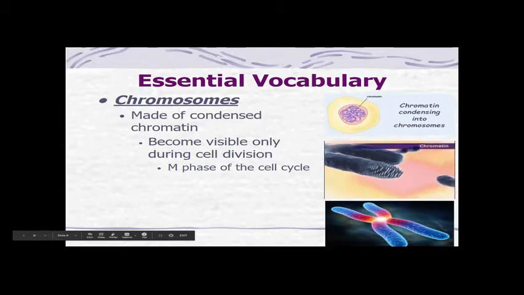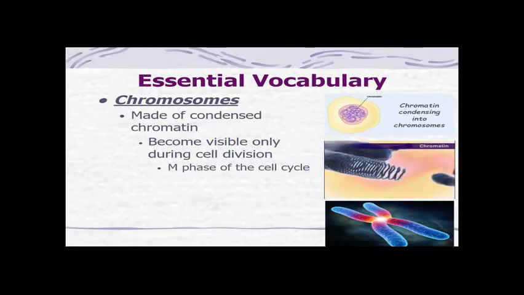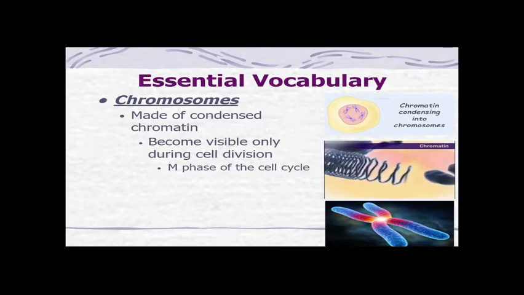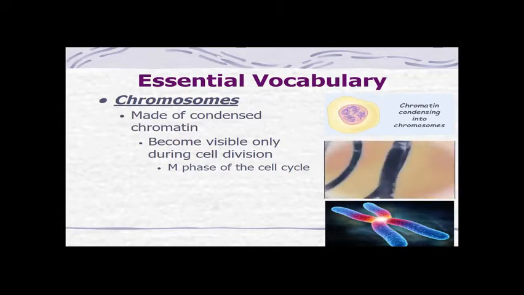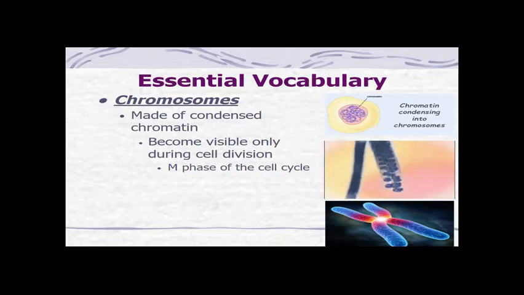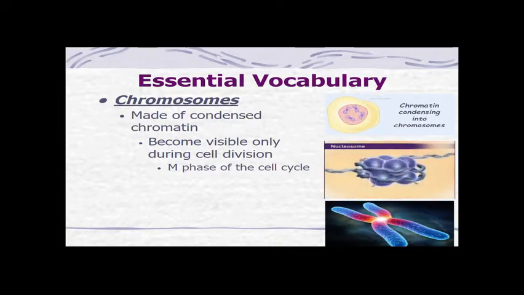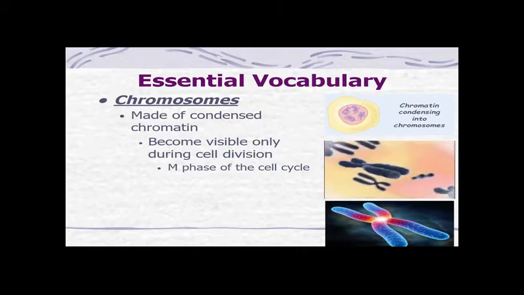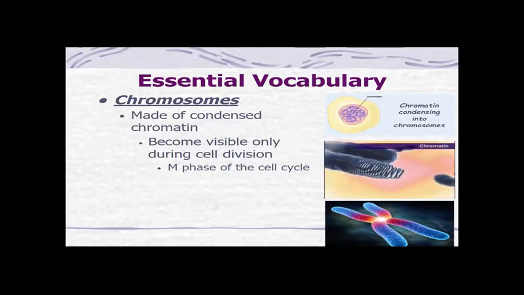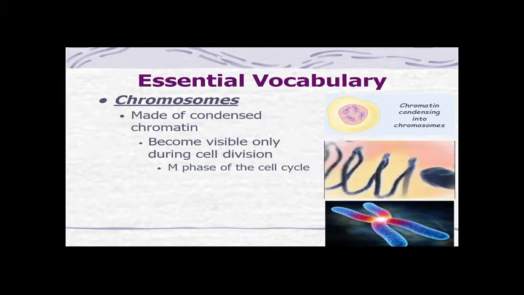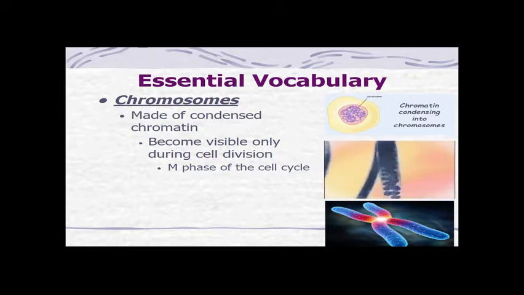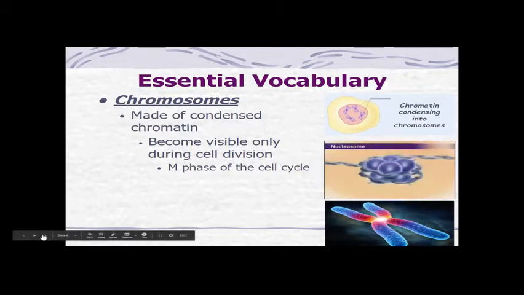Chromosomes are made of condensed chromatin. So if you look at the animation over on the right, you can see that the chromatin will start to coil and condense, and all of a sudden we can see these chromosomes. The only time we're able to see chromosomes is during cell division, only during the M phase of the cell cycle, because most of the time the DNA is all spread out as chromatin, and those thin strands of chromatin are not visible to us. But once they condense into the chromosomes during the M phase, then we're actually able to see them.